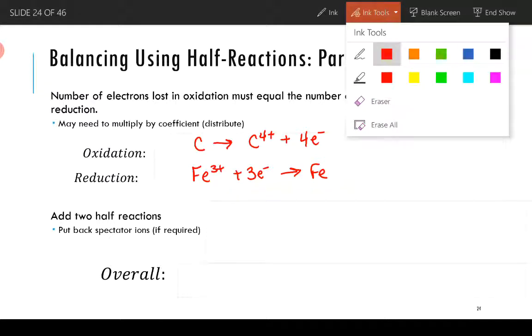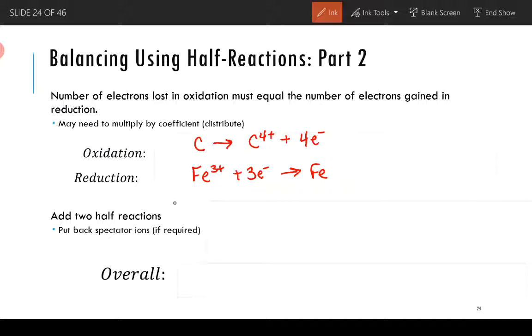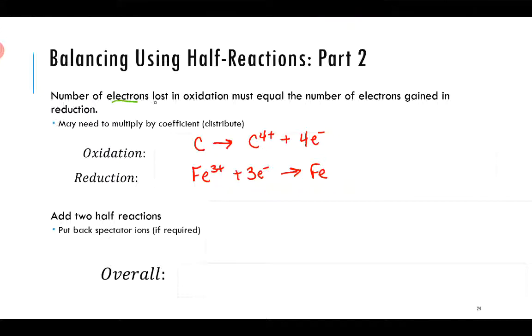Let's switch colors again. Now we have to remember that the number of electrons lost has to equal the number of electrons gained. And so we have 4 electrons being lost and 3 electrons being gained. Now we can't just change each one to 3 or each one to 4. We have to make them equal by multiplying by a coefficient and distributing that coefficient out.